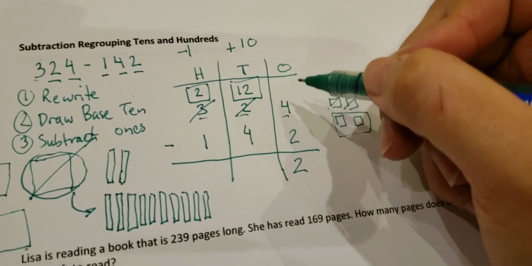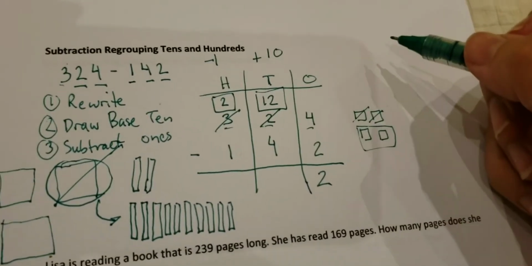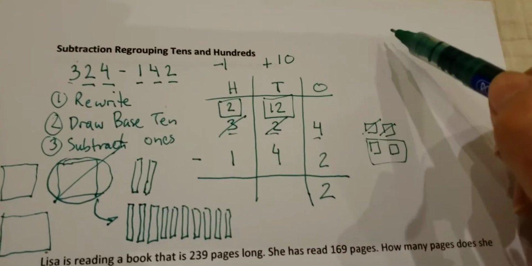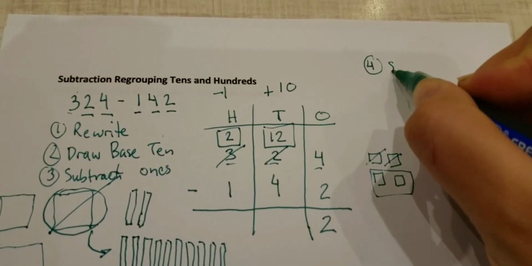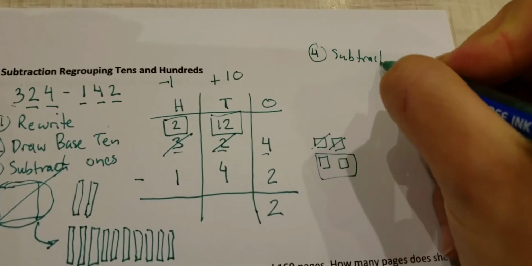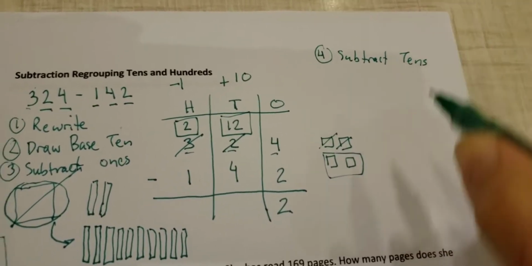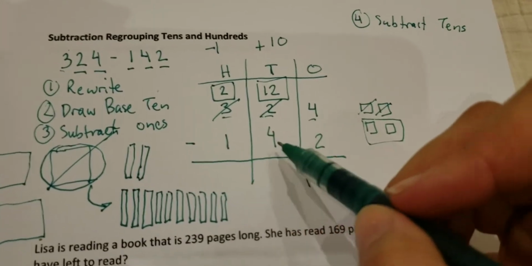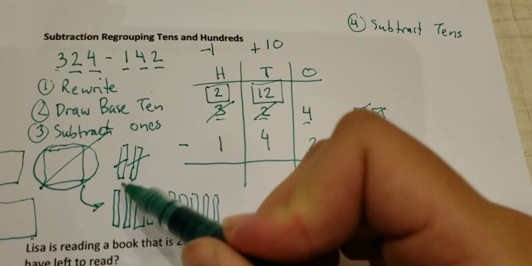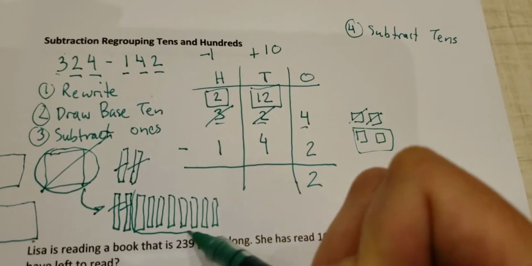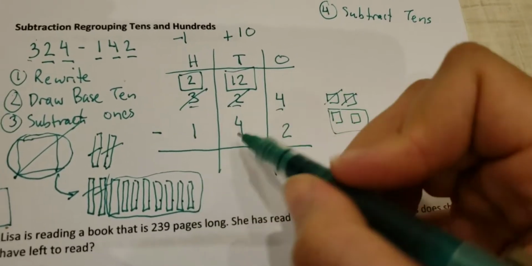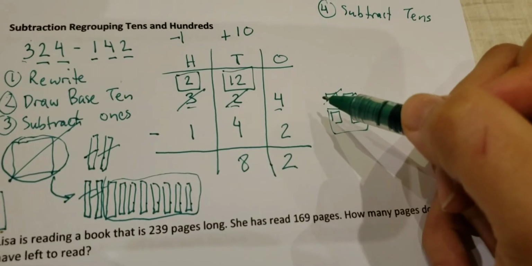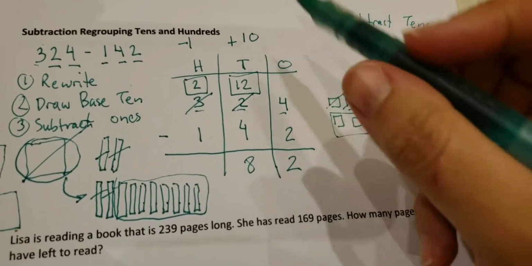Okay, so now I'm ready to subtract my tens. I'm going to finish writing the steps over here. Step 4, we subtract the tens. 12 minus 4. 1, 2, 3, 4. How many do I have left? 1, 2, 3, 4, 5, 6, 7, 8. I have 8 left.